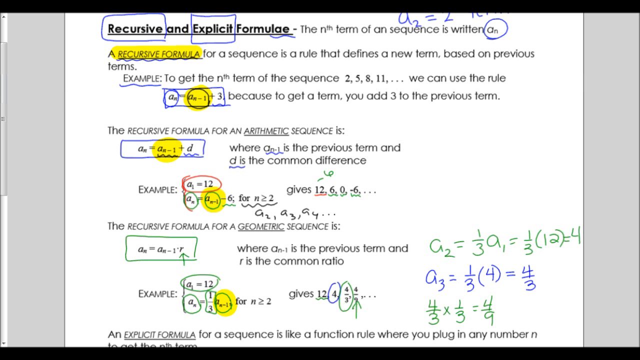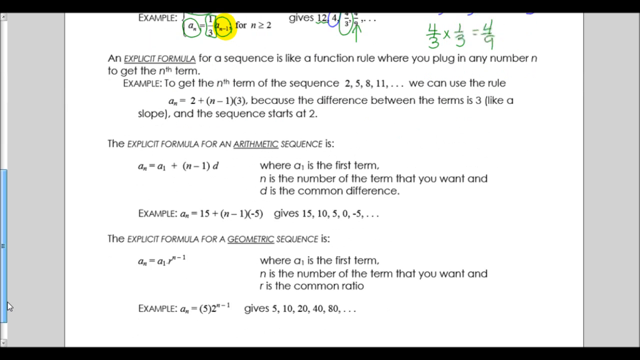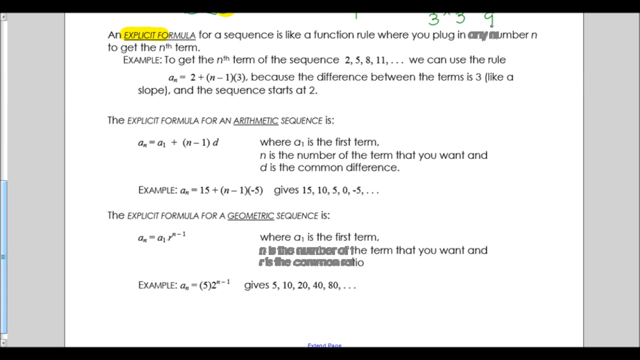The next type of formula that we'll deal with, if we look down the page, is an explicit formula. If you look at all the explicit formula examples, you'll never see that a sub n minus 1 written again.